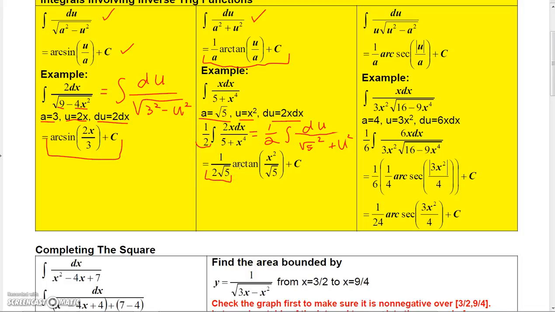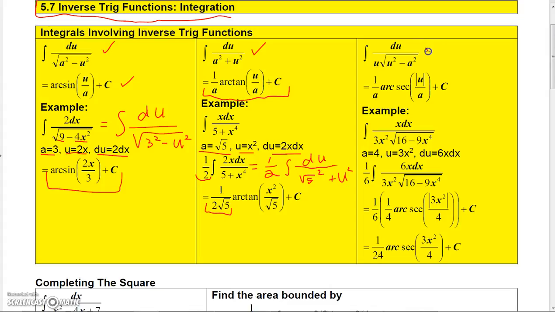And then you're going to have arctan of u over a, but u is x squared, and a is square root of 5. So you get 1 over 2 square root of 5 times arctan of x squared over square root of 5 plus a constant. And so that's the answer for that example.